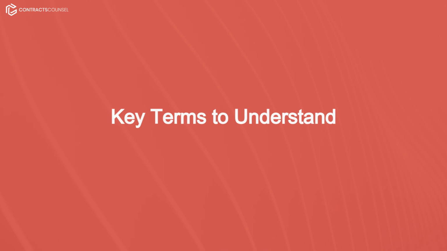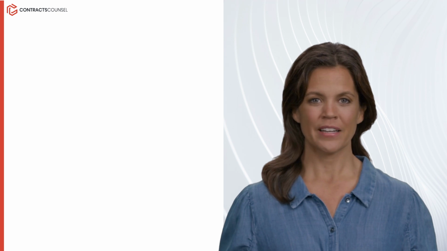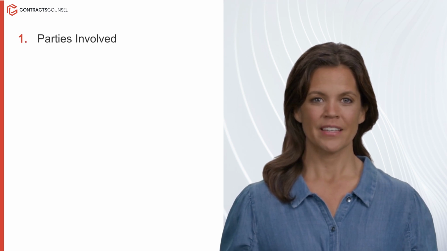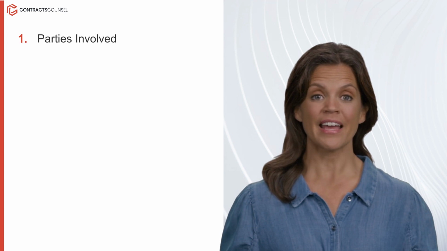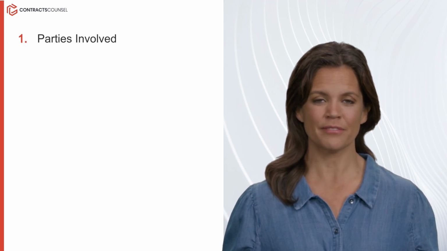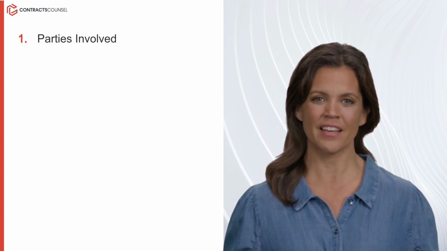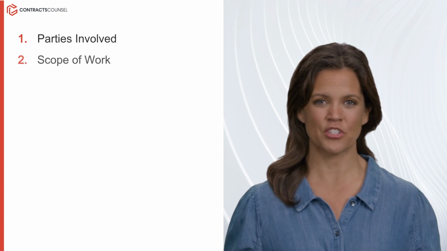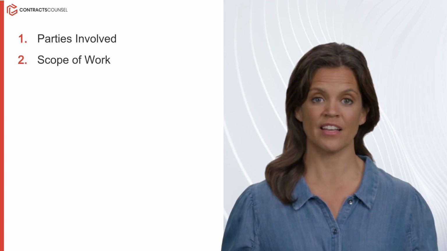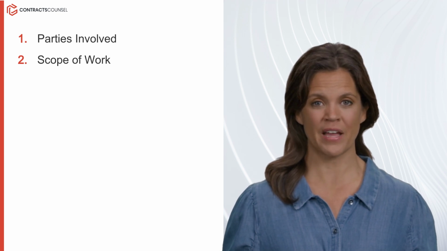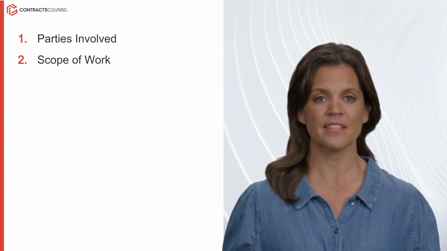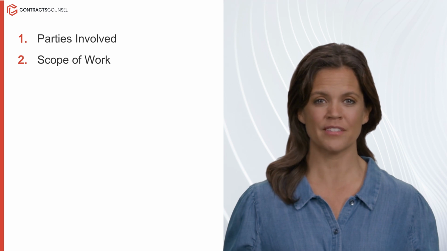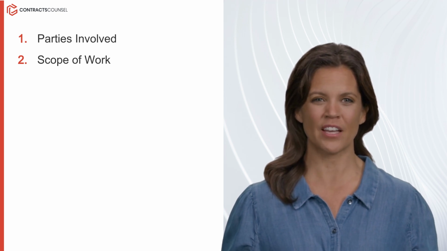Key terms to understand. Design-build contracts contain many important terms that you should understand. Here are some key terms to look for. 1. Parties involved. Ensure that the names and details of both the client and the contractor are correctly stated. Make sure the full legal names of the entities or individuals are used. 2. Scope of work. Review the section that specifies the services to be provided, including detailed descriptions, timelines, and milestones. Ensure it matches your previous discussions.